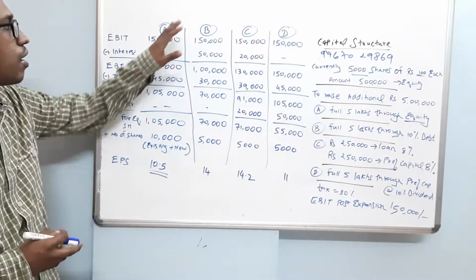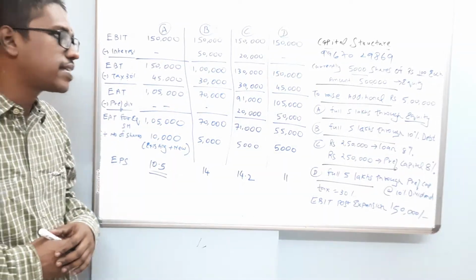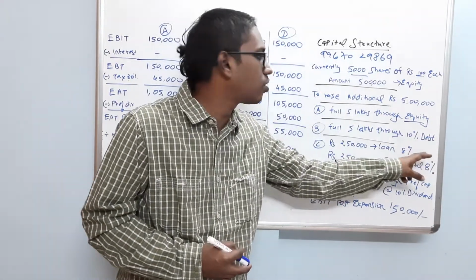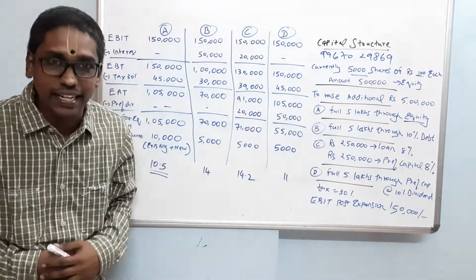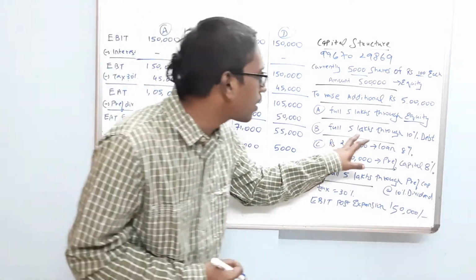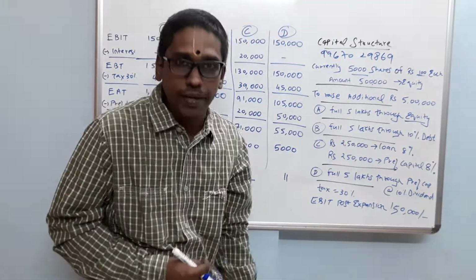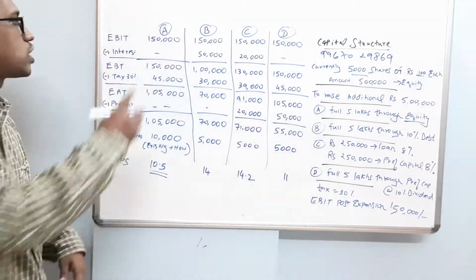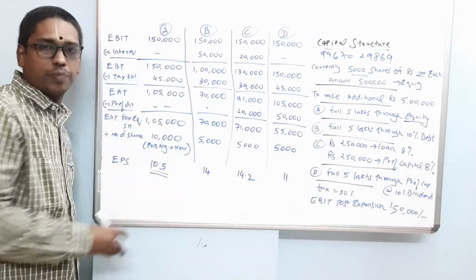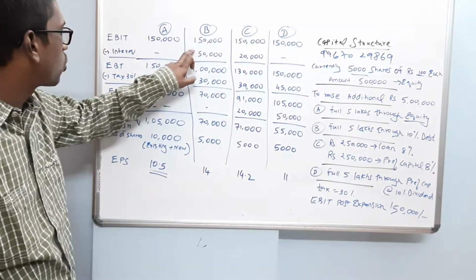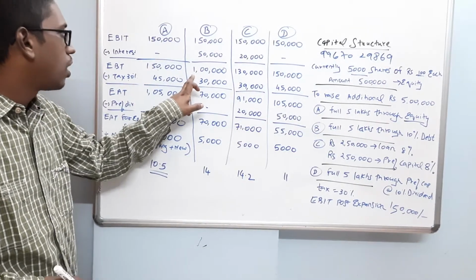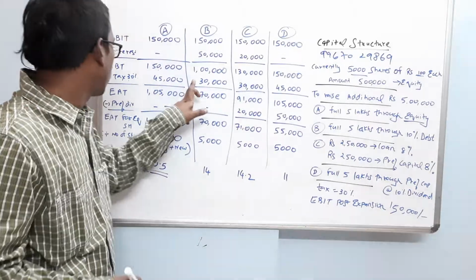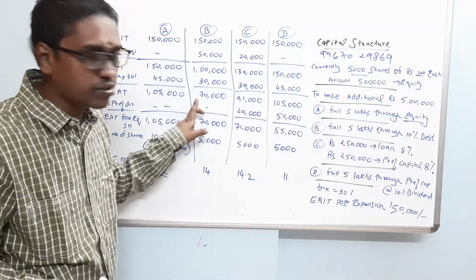Now let us look at option B, in which we will be raising the entire 5 lakh not through equity but through loans, through debentures, on which we will pay a 10% interest. So 10% of 5 lakh will amount to rupees 50,000. So EBIT is 1,50,000, on which we now pay an interest of 50,000 rupees. So when you pay an interest of 50,000 rupees, EBT is now 1 lakh. On 1 lakh, we will pay 30% tax, which is 30,000. So earnings after tax is 70,000.